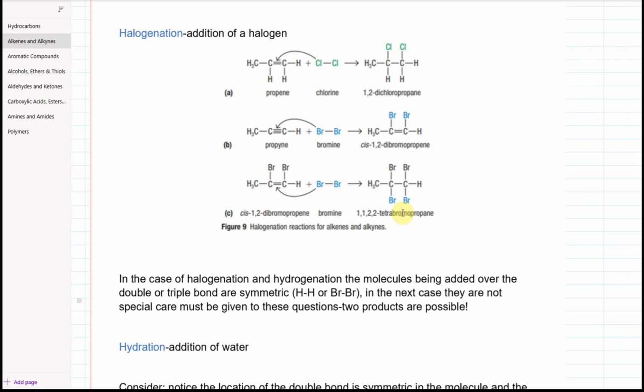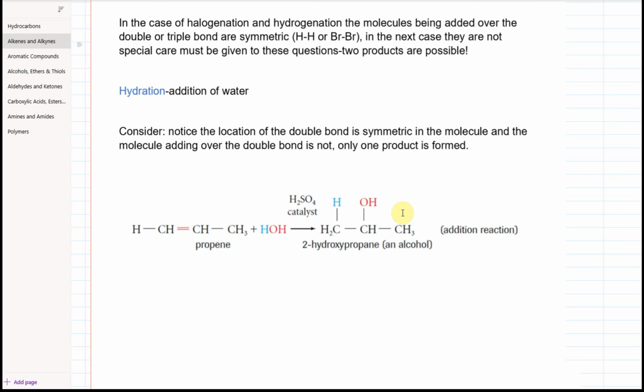Now in this case, we're looking at hydration, and this is an important difference. In the 2 cases we looked at before, what was adding over the double bond was symmetric. So notice like H-H or Br-Br. And so in those cases, there's only one possible product. Things get more interesting when you have something adding over the double bond that's asymmetric. So if you notice here, we're adding water, and I've rewritten water instead of H2O as HOH. Notice the colors here, so it's easier to follow.